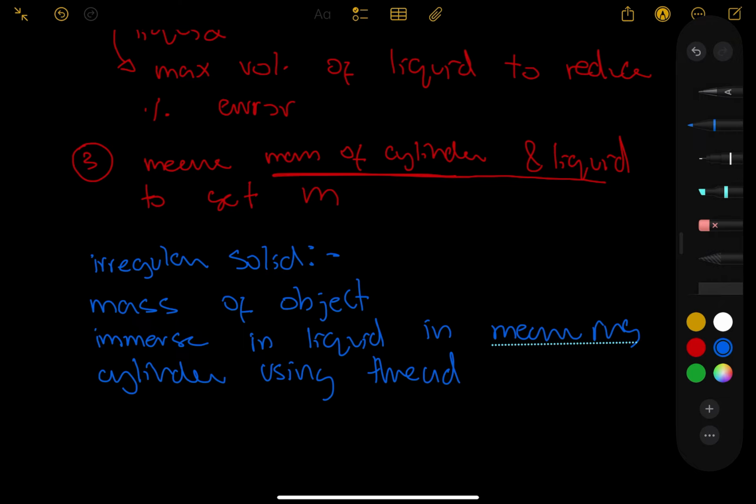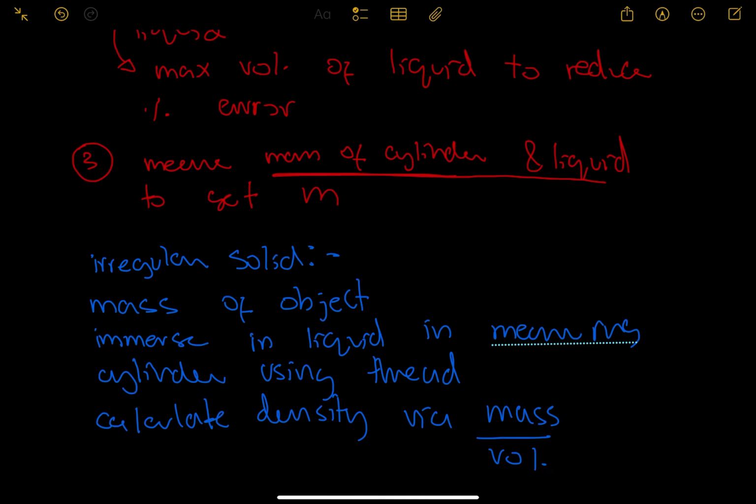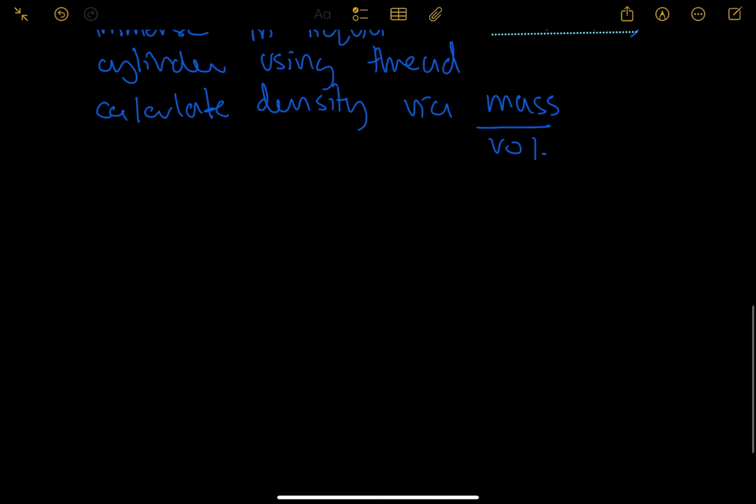And then calculate the density via mass over volume. So this is actually called a displacement method, and it's a pretty common method. We've learned about this in GCSE.